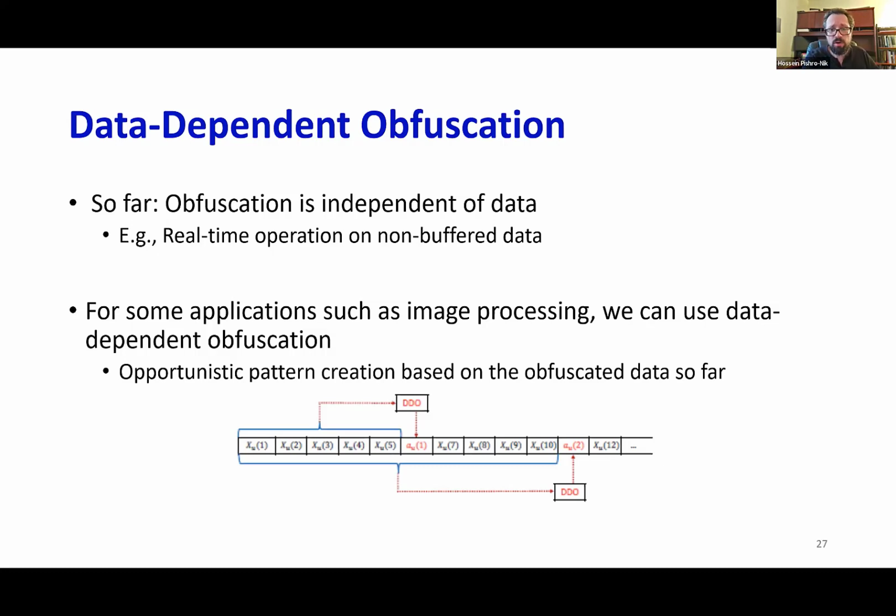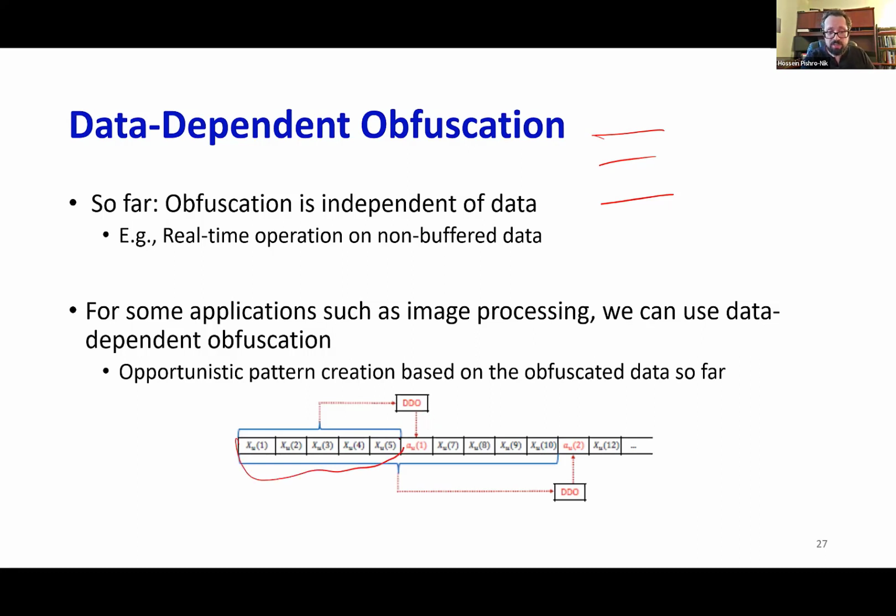So far we don't look at the actual data at all. When we are doing obfuscation, we don't make any assumptions or models. We don't look at the data. We just obfuscate using this mechanism that we explained. Now, for some applications, specifically if they are not real time, you can look at the data and use the data to do this obfuscation in a more optimal way.